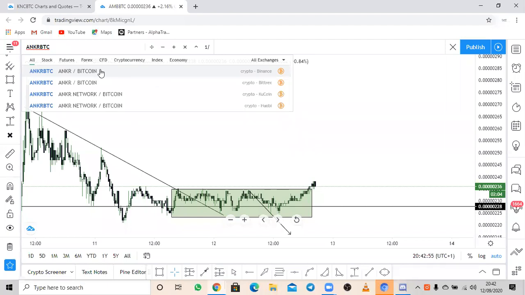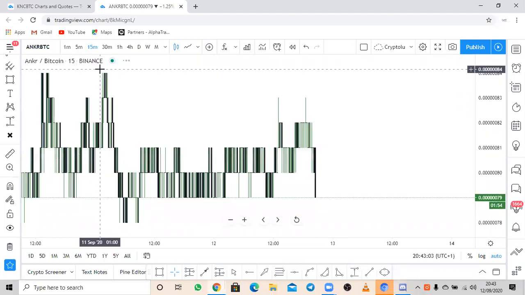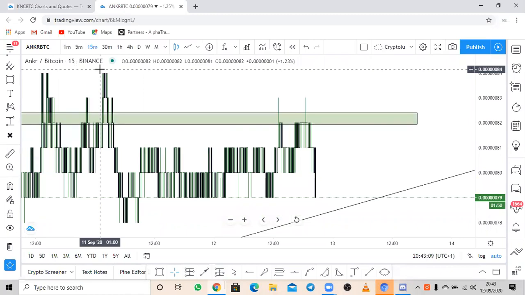ANKR is one of the coins that I love trading because it gives a higher percentage.